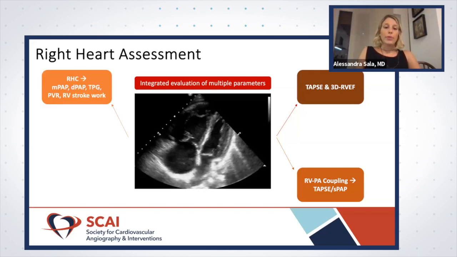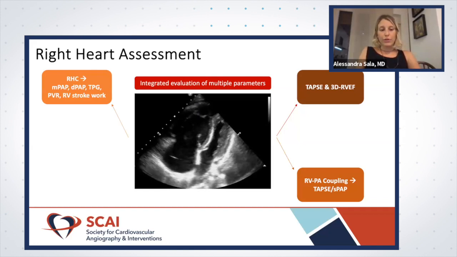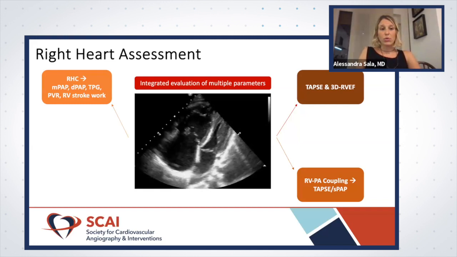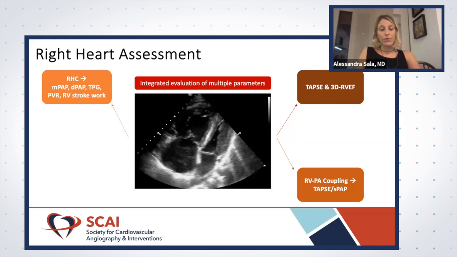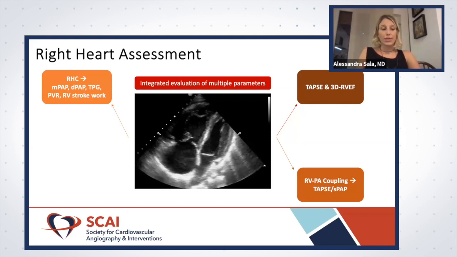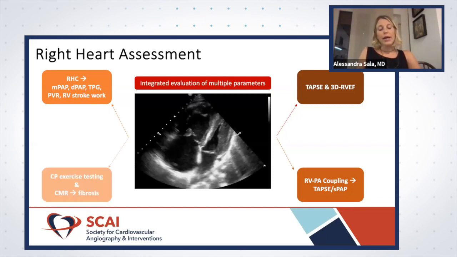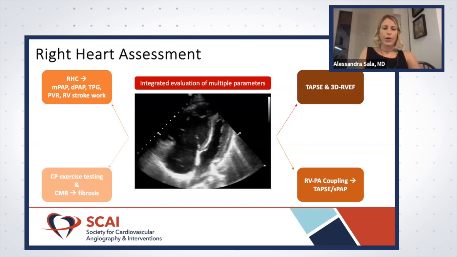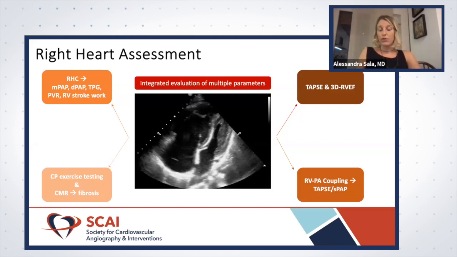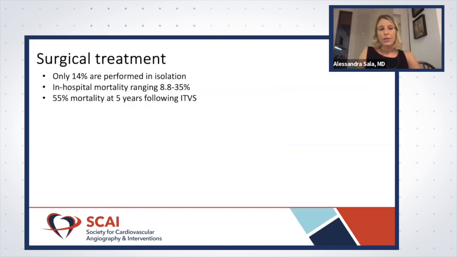Moving on to invasive assessment of right heart physiology, right heart catheterization remains the gold standard, and many variables have been identified as predictors of worse hemodynamic outcomes in patients undergoing transcatheter tricuspid valve repair. And finally, cardiopulmonary testing has been proven useful in establishing severity of functional impairment, and the detection of myocardial fibrosis at cardiac magnetic resonance has demonstrated prognostic relevance in right ventricular failure. Moving on to treatment, surgical treatment is up to now the only definitive treatment for patients with severe tricuspid regurgitation.